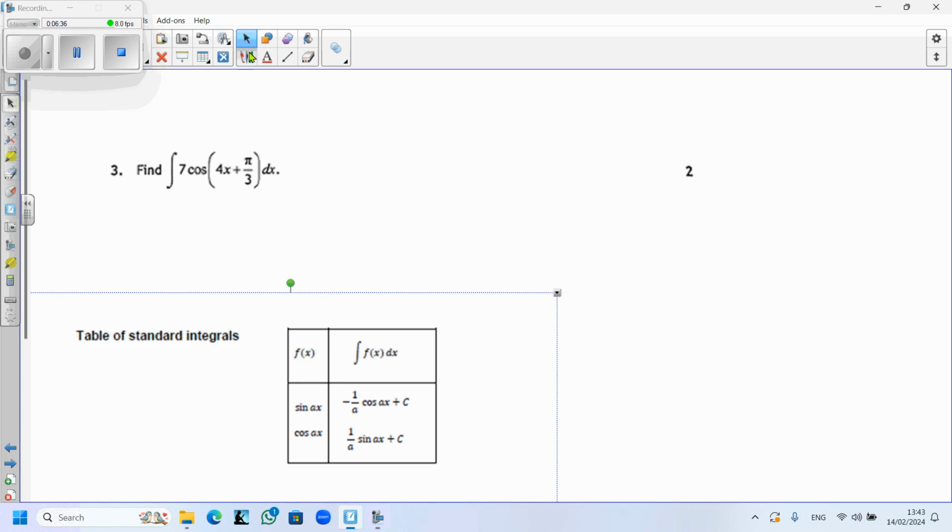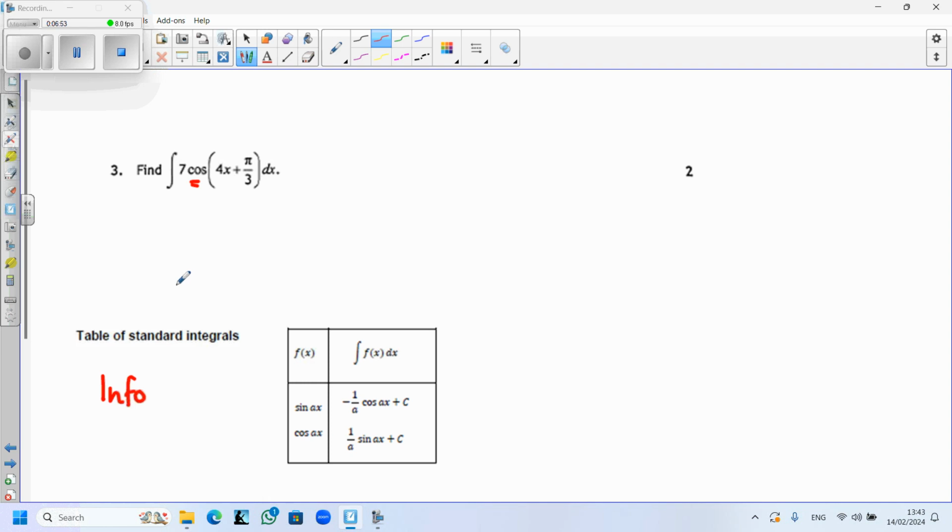Question 3, we want to find the integral of 7 cos bracket 4x plus pi over 3, and we're doing the x's. So this pi over 3 is just a number, you just ignore it. So I've copied down there your table of integrals. That's from your info sheet, so that's at the front of your booklet. So we want the integral of cos. So there's the integral of cos there.